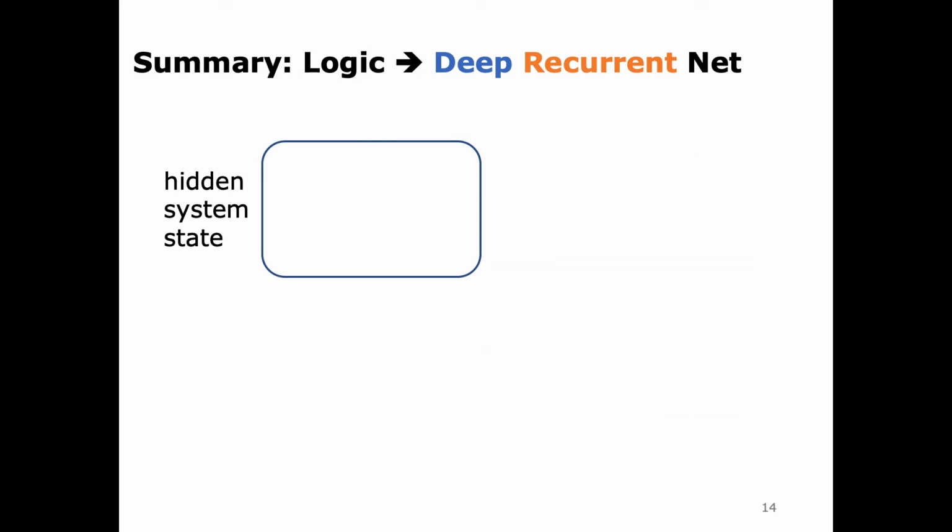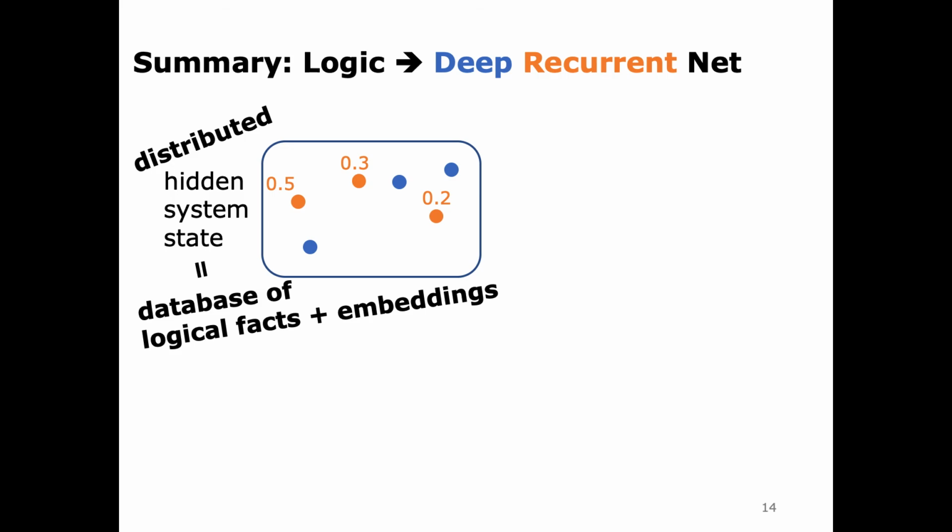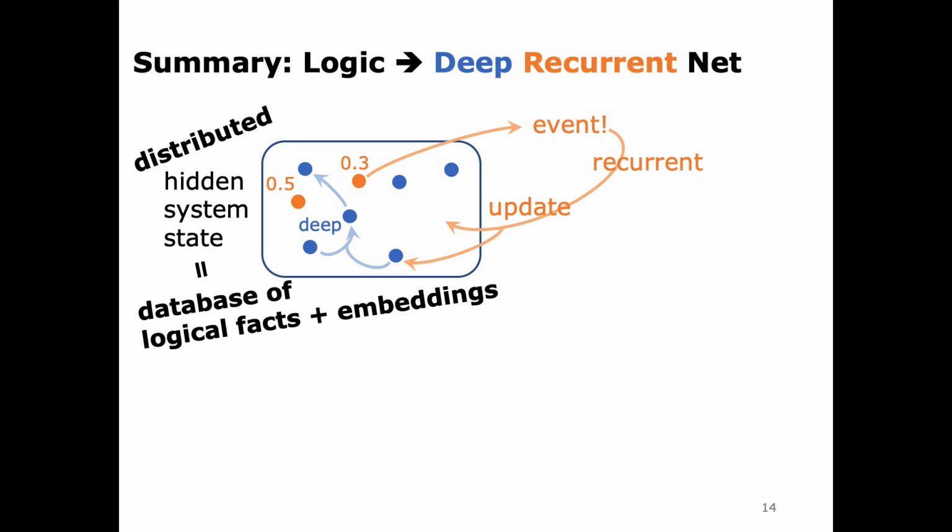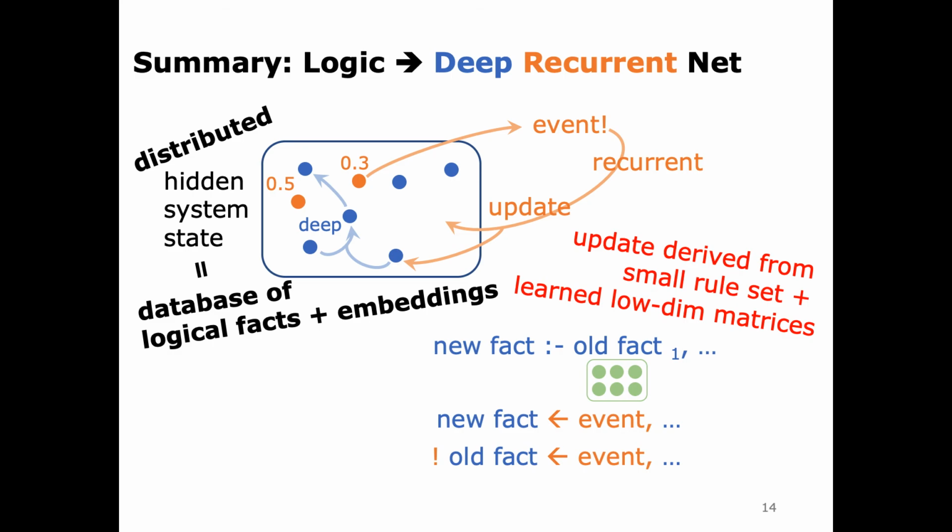In our work, instead of a large hidden state, we have a distributed database of logical facts and their embeddings. The probability of an event may only depend on parts of the database. When an event happens, that would only update parts of the database, and the effect will propagate across parts of the database. The update is derived from a small set of rules, plus their learned low-dimensional parameter matrices. This works well in the domains we have tried, so maybe you want to try our code in your domain?